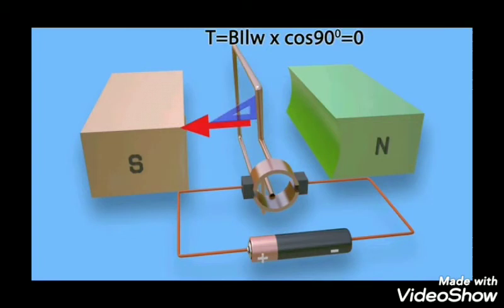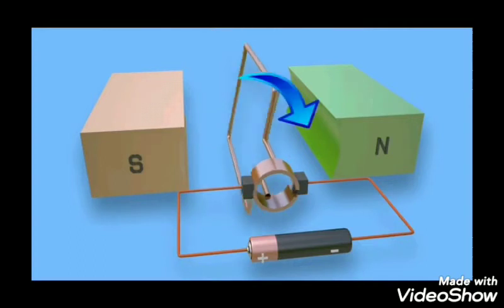See, children, whenever the rectangular coil comes to this position, it is parallel to the direction of the magnetic field, so there is no current flowing through it. You can observe that there is no current flowing through it. Therefore, there is no current flow in this position of the rectangular coil.